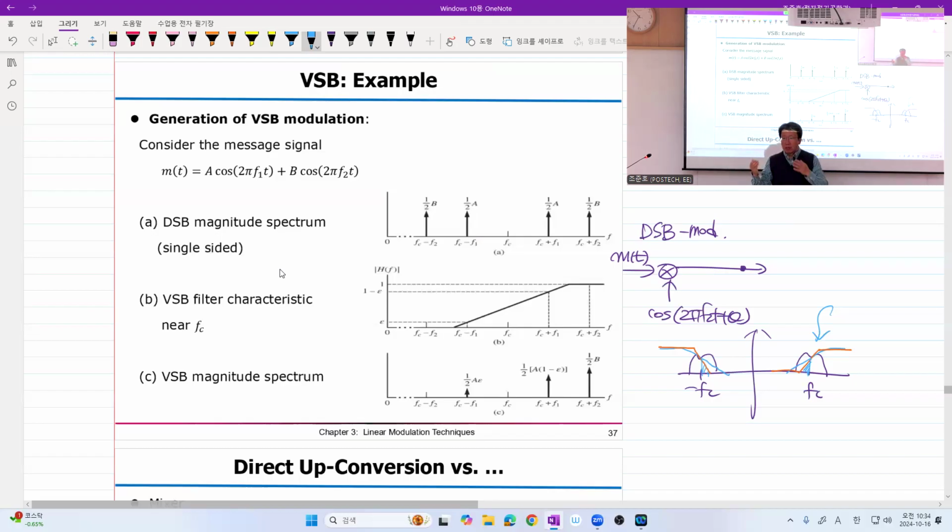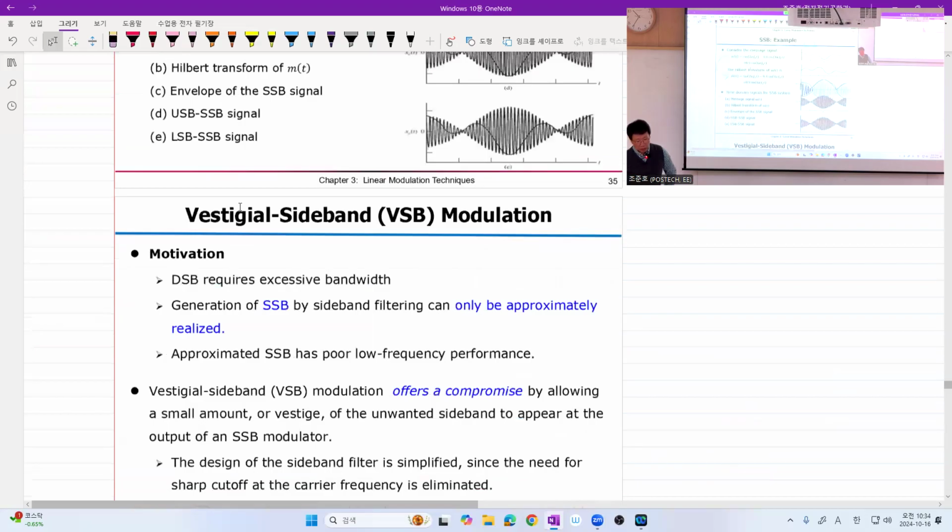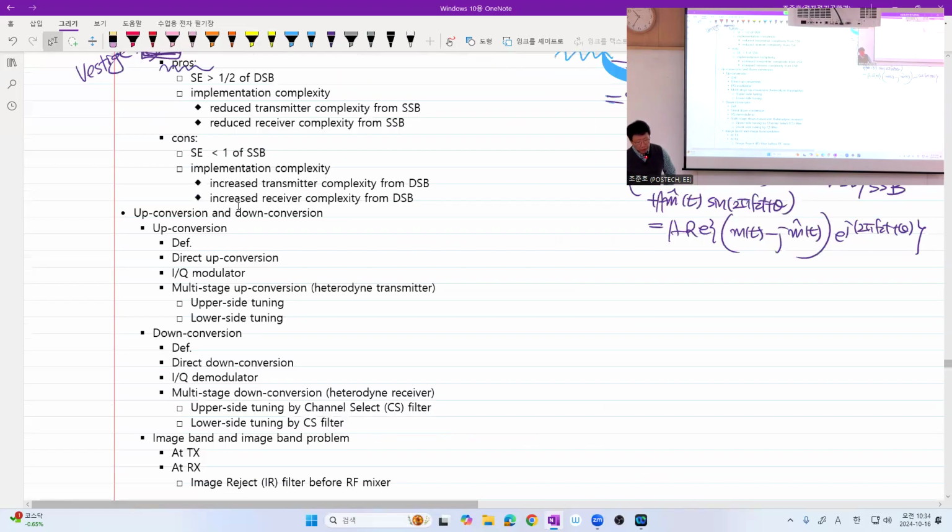But anyway, the amazing thing is that even though you leave some part of the unwanted sideband, in the receiver you can still intelligibly recover the message signal with a very inexpensive receiver. So what is the trade-off here in VSB? Here goes the summary.